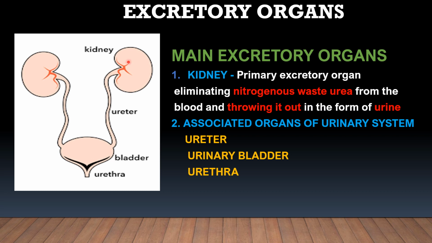Urine production happens in the kidney. The other main excretory organs are the ureter, urinary bladder and urethra. Why are they called main excretory organs? Because they help in the elimination of nitrogenous waste in the form of urine. That's why these are main excretory organs.